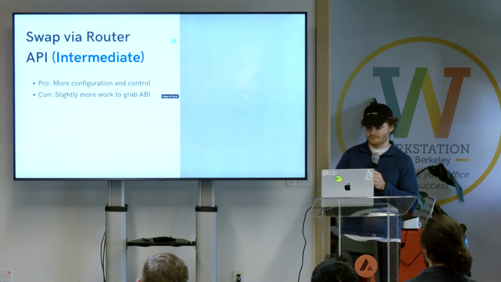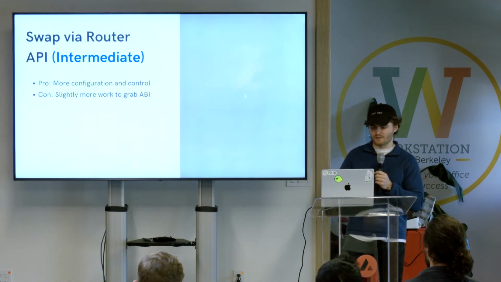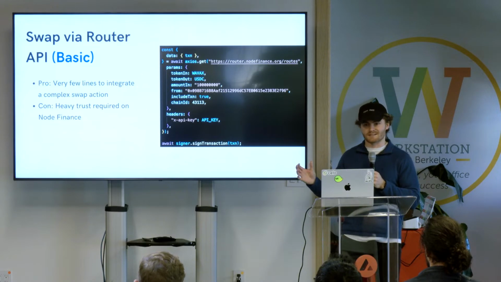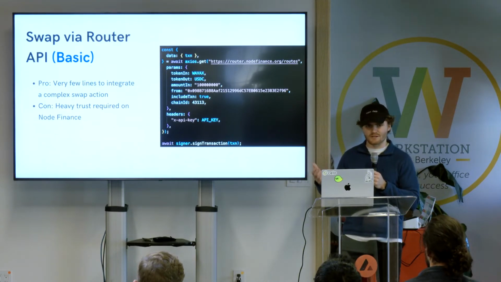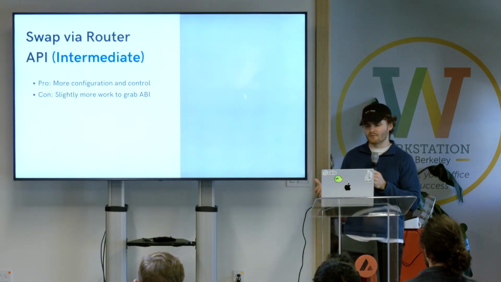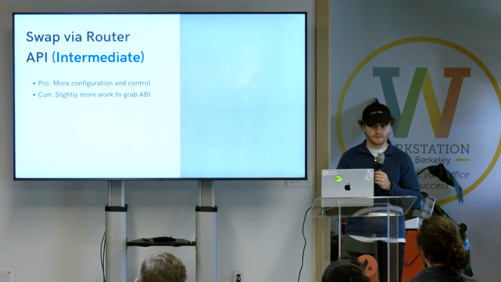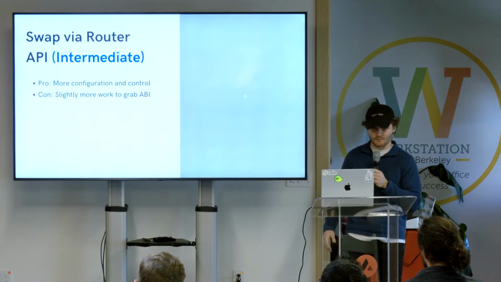The more intermediate way is to basically take more control. In the beginner route, if I go back to it, you are placing heavy trust on the entity that is actually giving you that transaction object. Especially if you don't check the transaction object, it could be something nefarious. So the more intermediate route would be to actually have more configuration and take the response from that router and use the contract API to actually just build your own transaction payload. That's exactly what this screenshot will be showing.